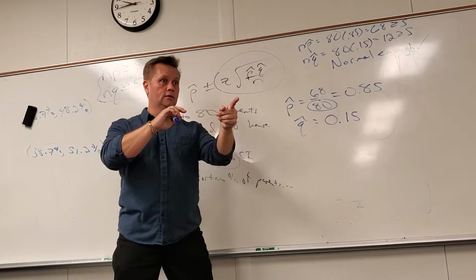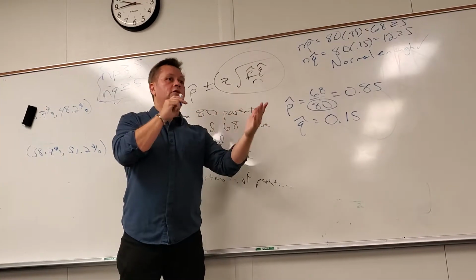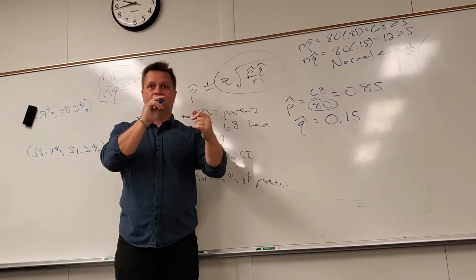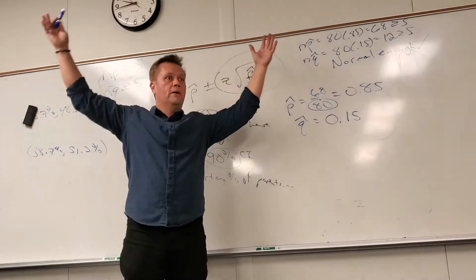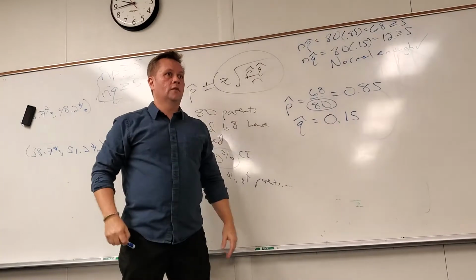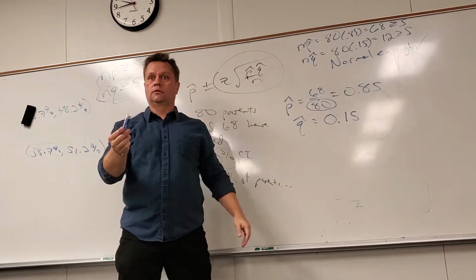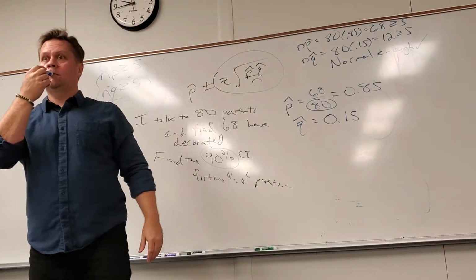Yes? What if it's not normal? Then you can't do anything. I love it. If they don't say it came from a normal population, you can't do anything. That would be stats 2.